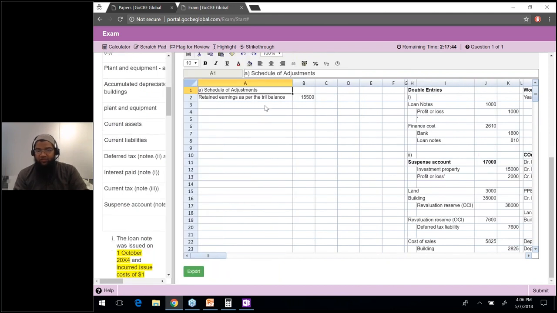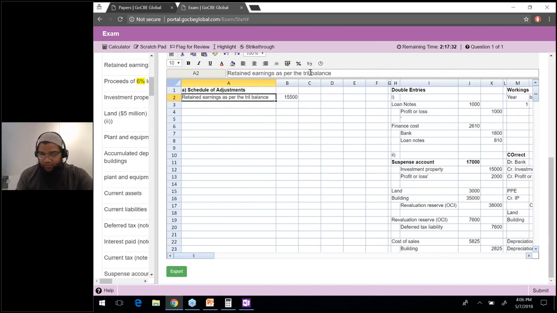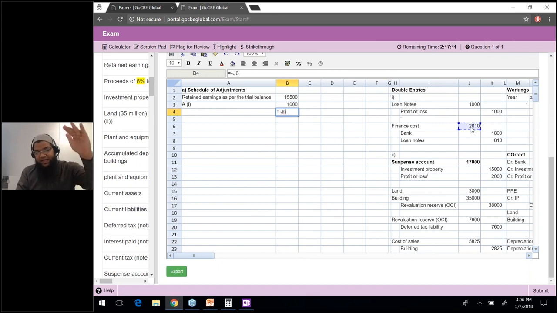Okay, now what we are doing is calculating the adjusted retained earnings. If we see, we have credited the profit or loss in adjustment number one, so I'm writing adjustment number one, and credit actually means increasing the retained earnings by 1000. Again, in adjustment number one, we have debited finance costs, which means this will decrease the profits. Debiting finance cost will increase the finance cost and will reduce the profits. So this will become negative 2610.